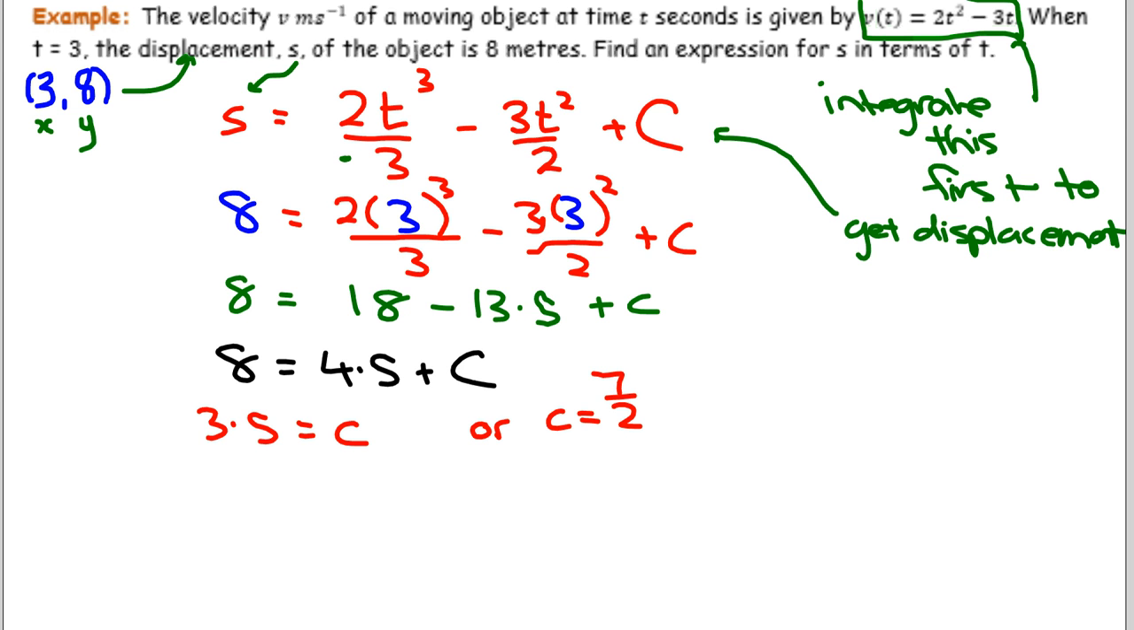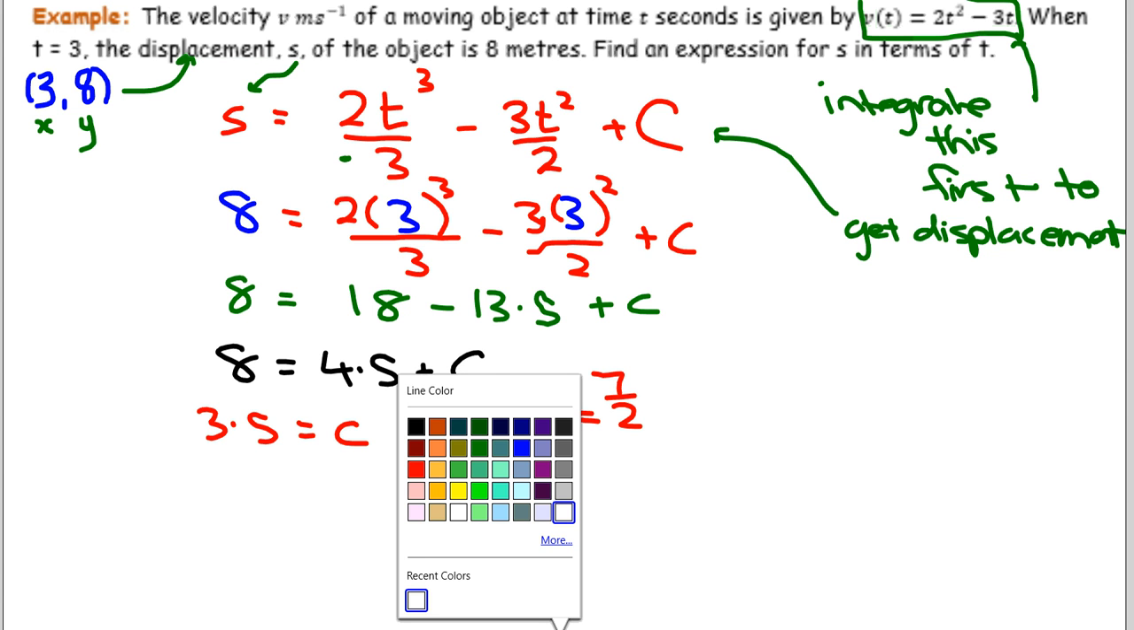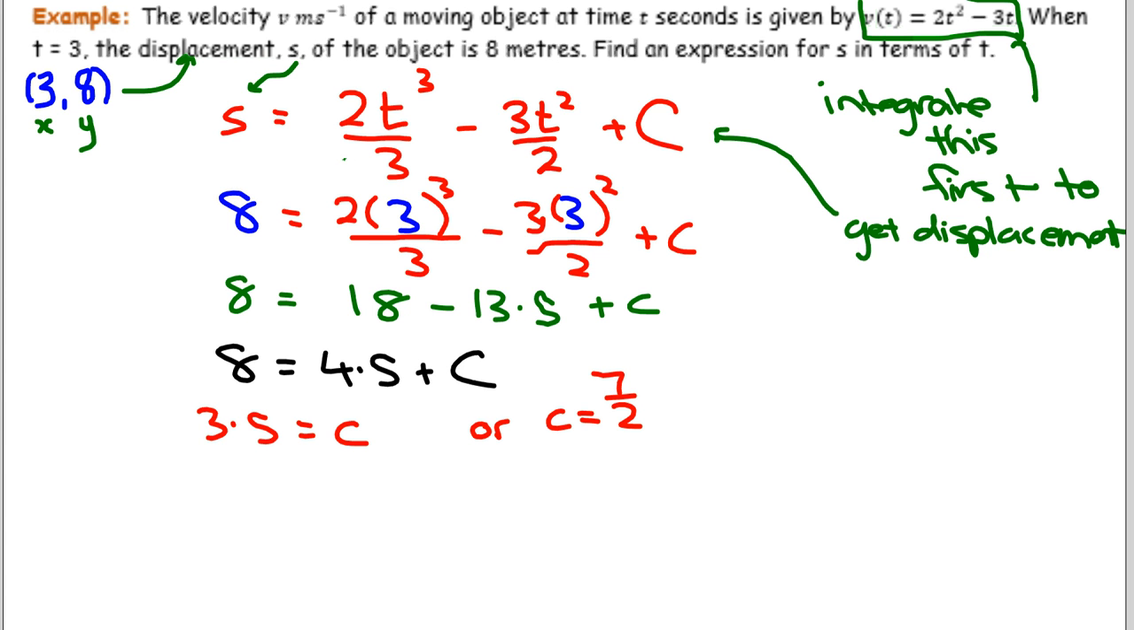So notice we don't just want C, we want the whole function again with C subbed in. You could sub in 3.5 for C, that's fine, or as a fraction. So now we've got to write the whole displacement function. You can find the expression for S in terms of T. Our final answer is S equals 2/3 T cubed, or T cubed over 3, minus 3 over 2 T squared, or 3T squared over 2.